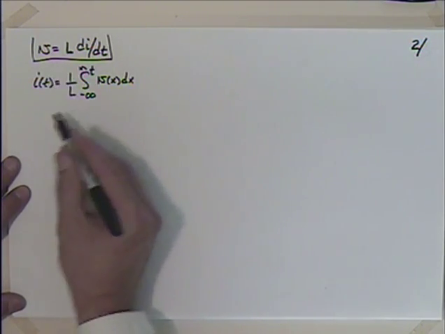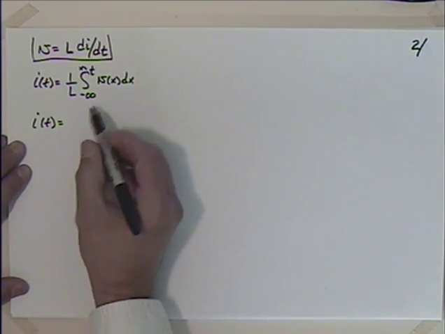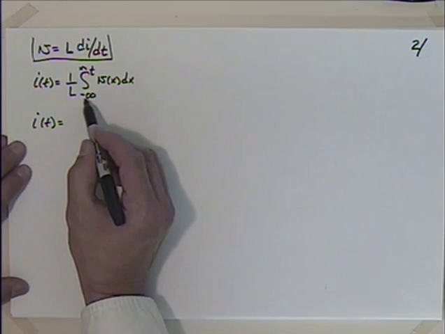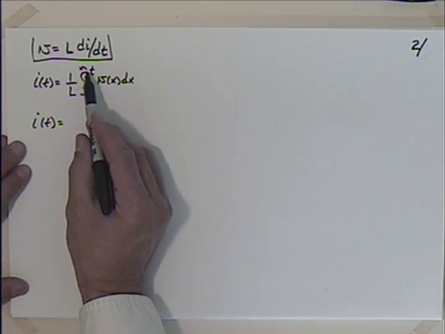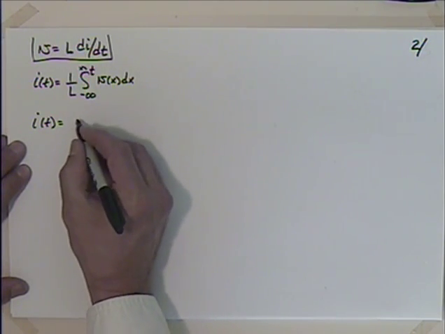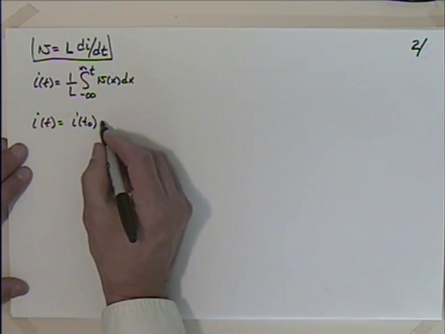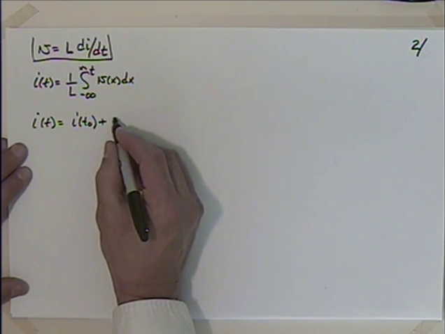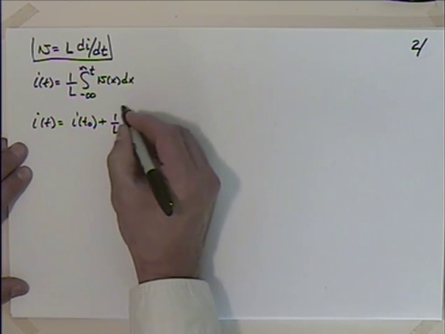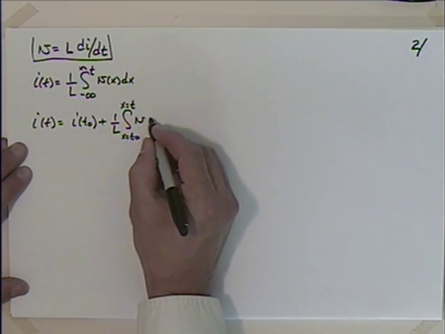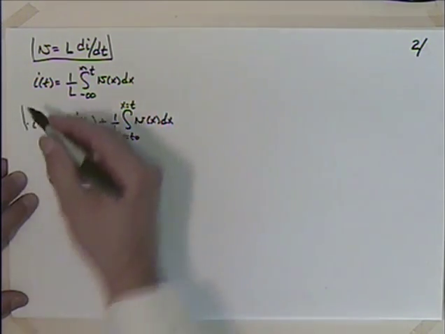So I solve for the current, which is going to say that I of t is equal to, I can break up the integral, 1 over L times the integral from minus infinity to t naught, which would be the initial current. I could say I of t naught, and that's in an inductor very often equal to 0, plus 1 over L times the integral from x equals t naught to x equals t of V of x dx. So we could have something like that.